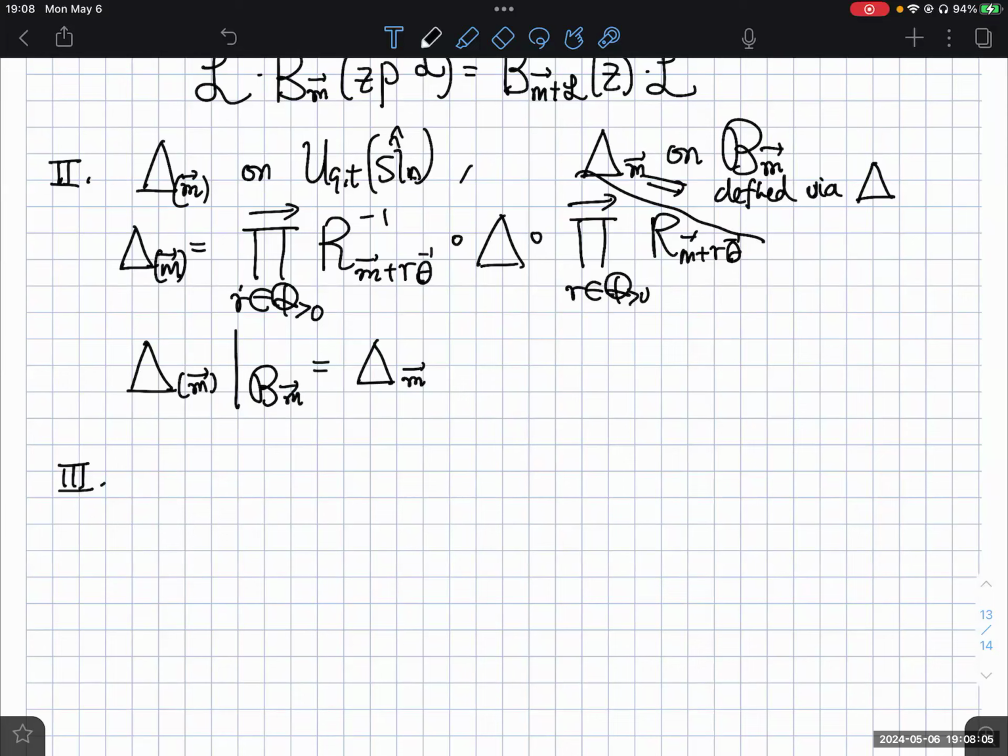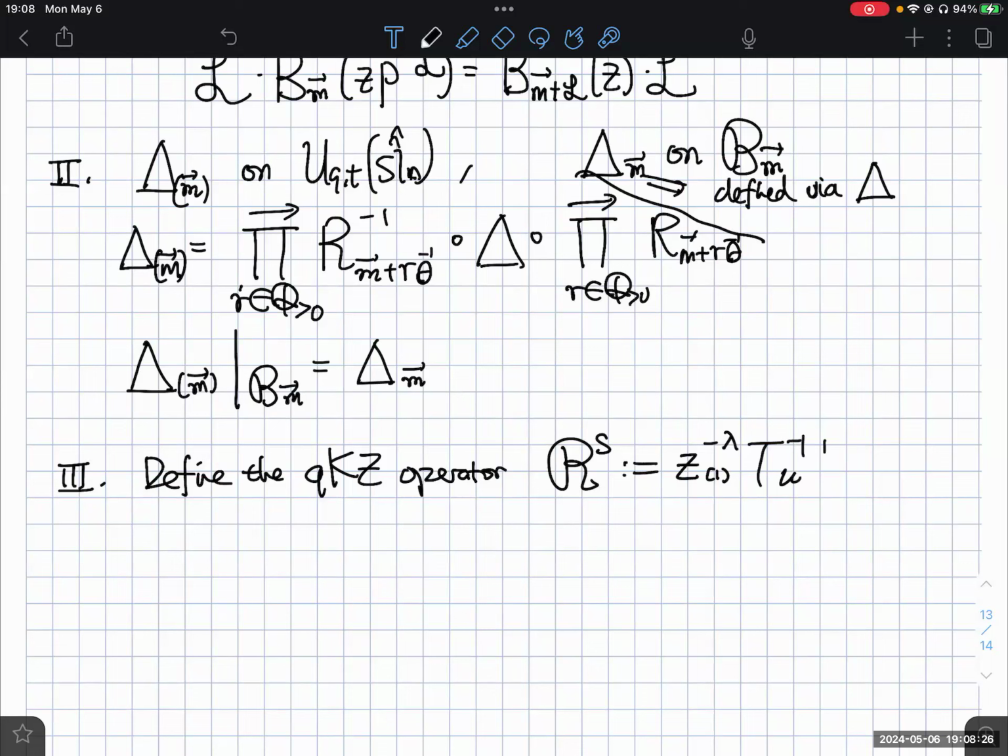And the third step is we define the QKZ operator. I should take it as R_S. This is the R matrix of the, sorry, maybe I should take it as this. Maybe that's much easier for the explanation. So this is the R matrix corresponding to this coproduct.